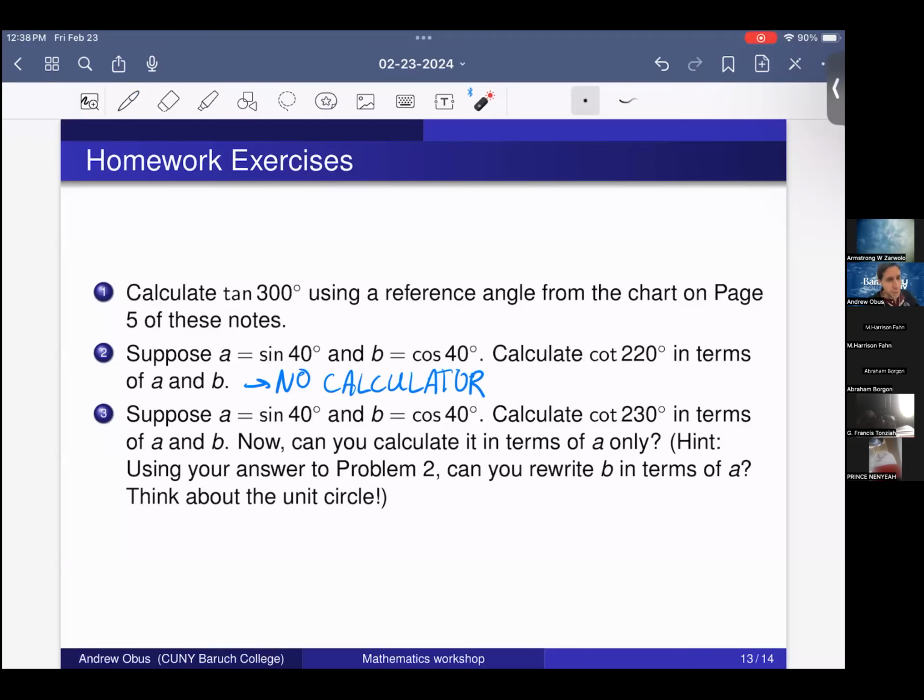And then the third question is a little bit more interesting. So again, A is sine of 40 degrees and B is cosine of 40 degrees. I want you to calculate cotangent of 230 in terms of just A and B. I claim this is not impossible to do, and you don't need a calculator. And then the question is, can you find an expression for it that uses only A, that doesn't use B at all? Okay, so 1 and 2 are pretty straightforward. 3 is a little bit more challenging, although it's certainly doable, and we'll go over it next time.